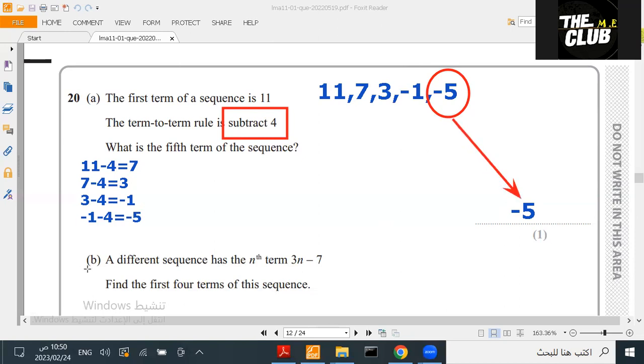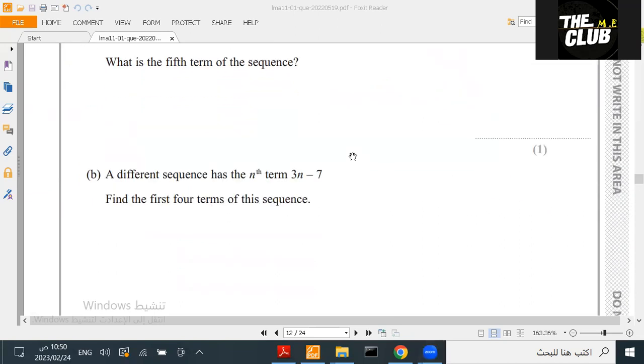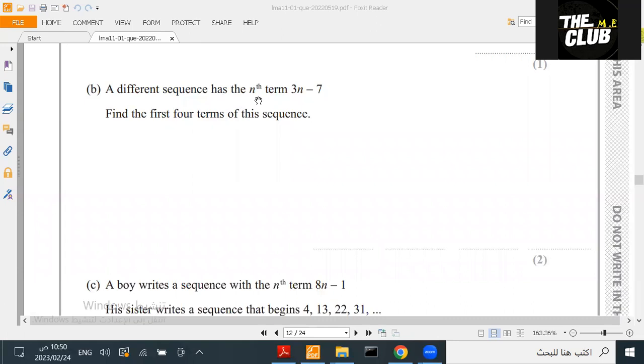Now let's move on to the next question. B. A different sequence has the nth term 3n minus 7. Find the first 4 terms of the sequence.